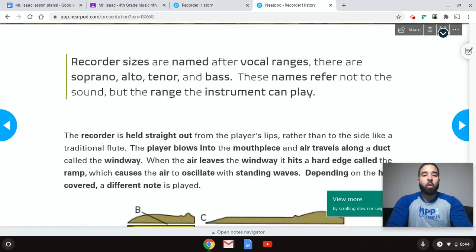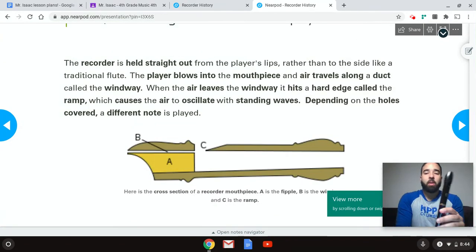Let's look at this. The recorder is held straight down from the player's lips. So you can see if I'm playing it right now, I'm holding it straight down. I'm not holding it like this. I'm holding it straight down like this, rather than to the side like a traditional flute. So this is a flute instrument, and you could play it like this. But obviously that is not exactly how it's supposed to be played, because there's still some air. You have to ring your mouth around it, and it just sounds better like this.